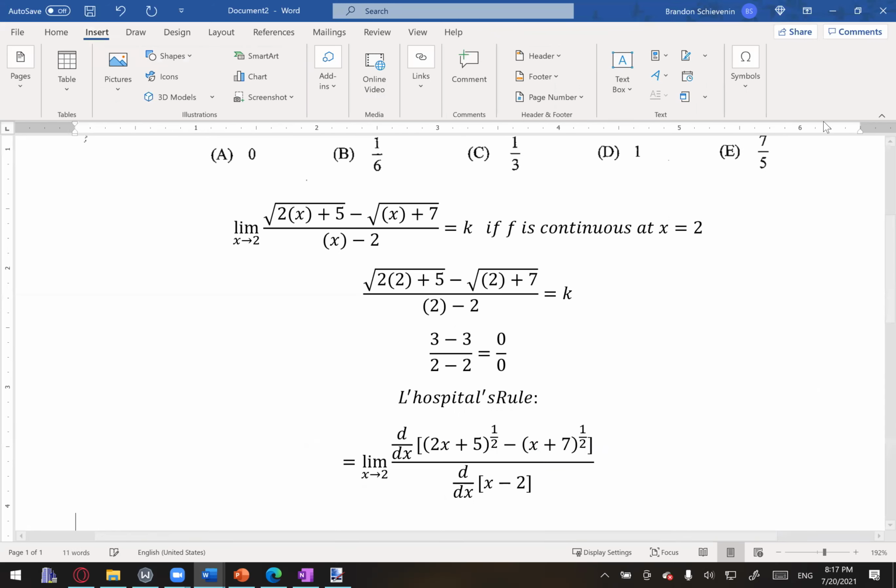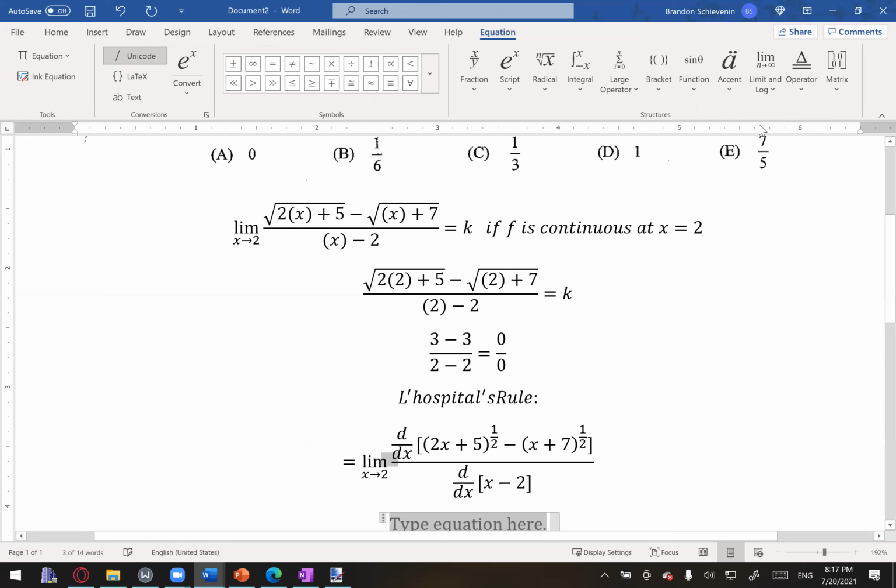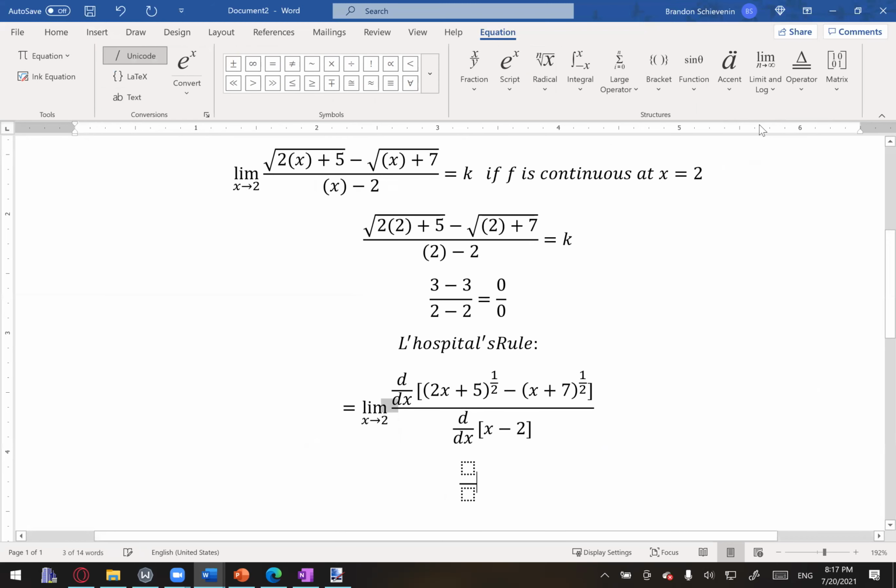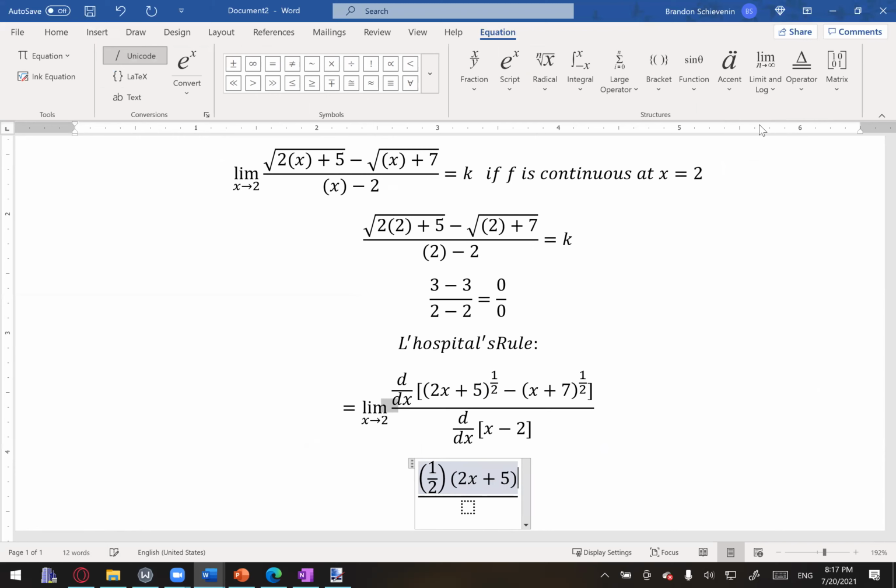Okay, I'll throw that in again. So this was, you said 1/2 times 2x plus 5 raised to what power? Negative 1/2, perfect. And chain rule times 2.